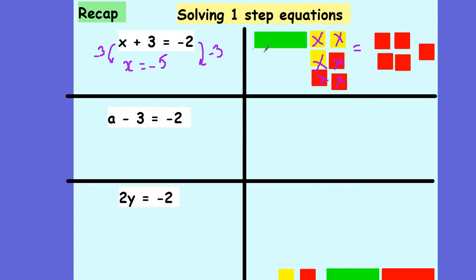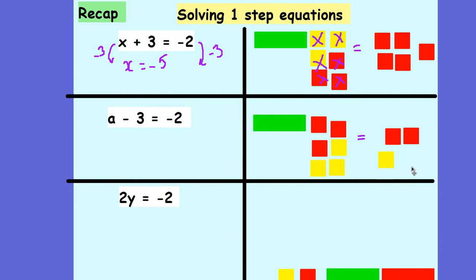Now sometimes you're going to be asked to solve an equation, and instead of x they're going to write another letter like a or y, but we solve them in the same way. It doesn't change anything, they've just substituted another letter in for x. I've got a, subtract 3, so 3 red squares, is equal to -2, 2 red squares. In the same way, I want just the green rectangle on one side, so to do that I'm going to add 3 yellow squares. And whatever I do to one side, I do exactly the same to the other. What I've done is I've added 3.